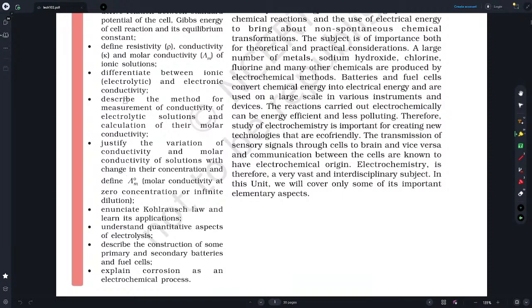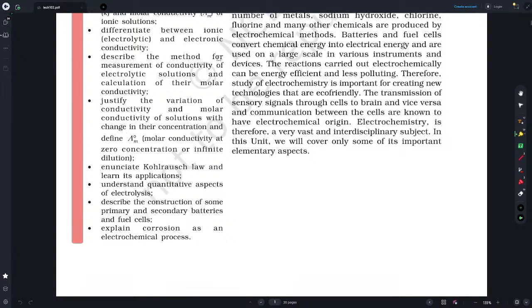electronic conductivity, describe the method for measurement of conductivity of electrolytic solutions and calculation of their molar conductivity, justify the variation of conductivity and molar conductivity of solutions with change in their concentration, and define molar conductivity at zero concentration or infinite dilution, enunciate Kohlrausch's law and differentiate its applications, understand quantitative aspects of electrolysis, describe the construction of some primary and secondary batteries and fuel cells, explain corrosion as an electrochemical process.